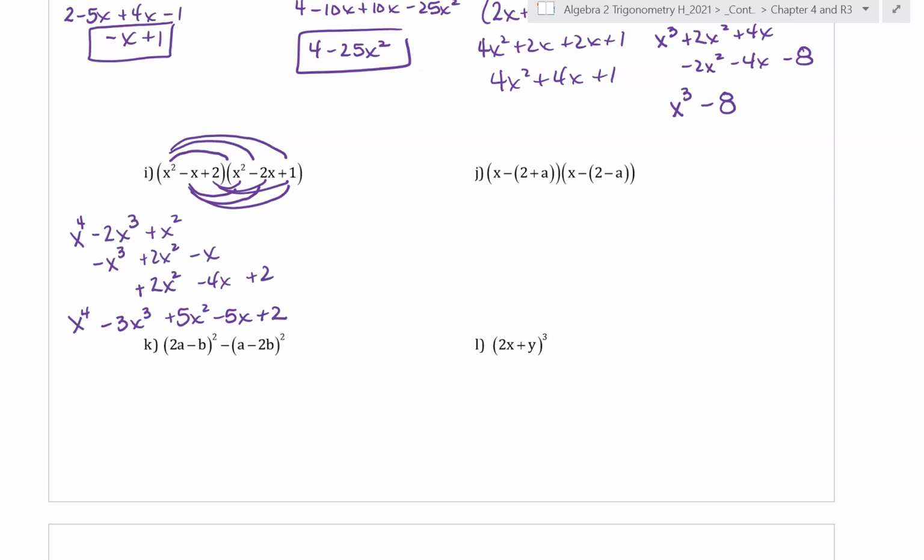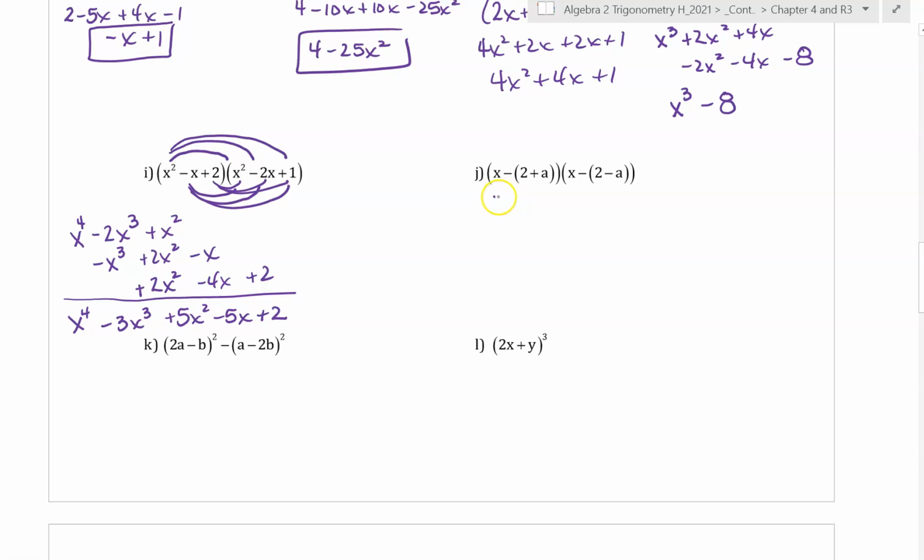Okay, I like to write a new line. You don't have to do it that way, but it kind of helps me to organize my terms at the end. So I had x squared times each term in the second trinomial. Then I had negative x times each term in the second trinomial, and then 2 times each term. And when I combine like terms, I end up with x to the fourth minus 3x to the third plus 5x squared minus 5x plus 2.